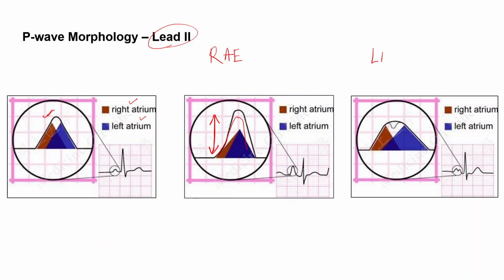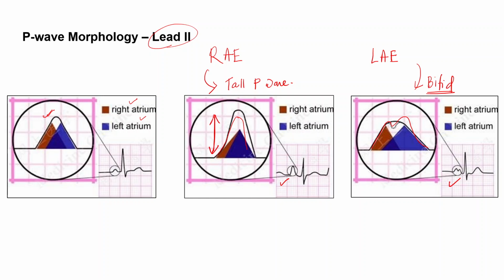What happens whenever there is a left atrial enlargement? The initial part is not affected, but in the second part there will be an increase in the amplitude and the duration because of the left atrial enlargement. So in left atrial enlargement, you will get a bifid P wave. In right atrial enlargement, you will get a tall P wave, as you can see in this image.